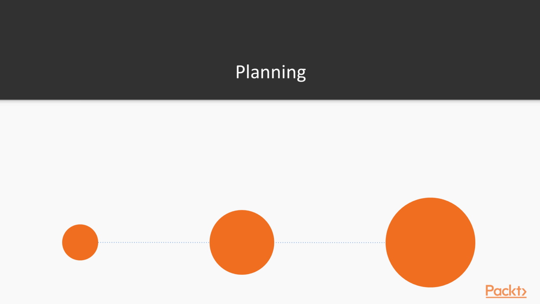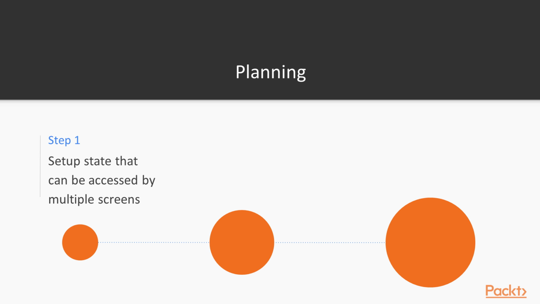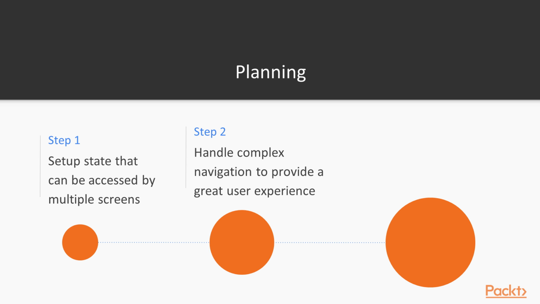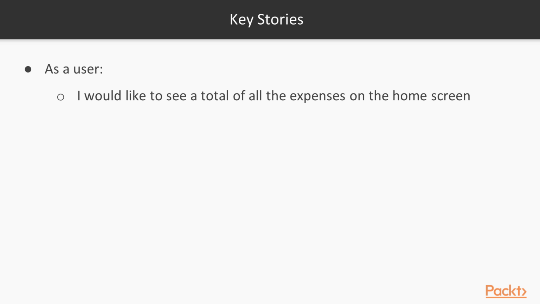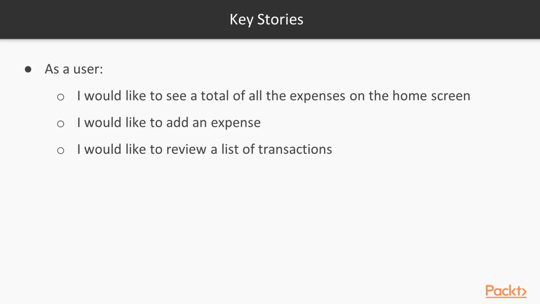Some items to focus on are setting up the state so it can be accessed from multiple screens. Then we'll need to handle the complex navigation to provide a great user experience. Lastly, we need to manage the flow of data to mutate state. Some key stories we'll work through are allowing the users to see a total of expenses. Also, we want users to be able to add an expense. Another item is allowing users to see the list of data. Now let's take a deeper look at some of the concepts of this app.